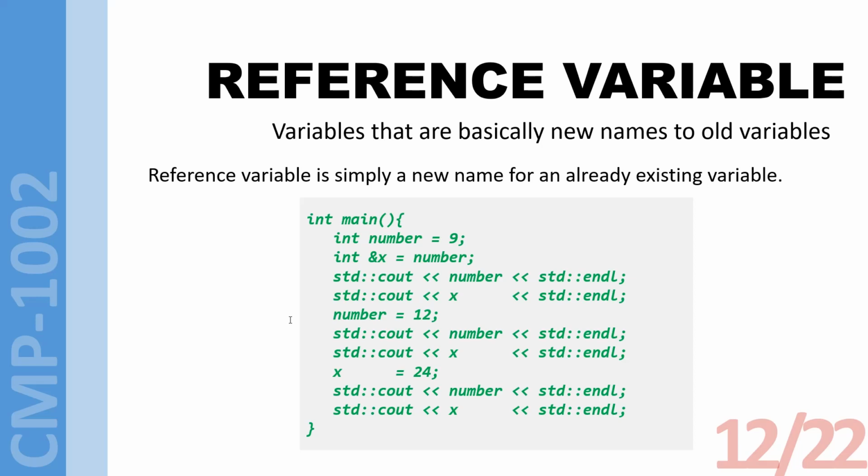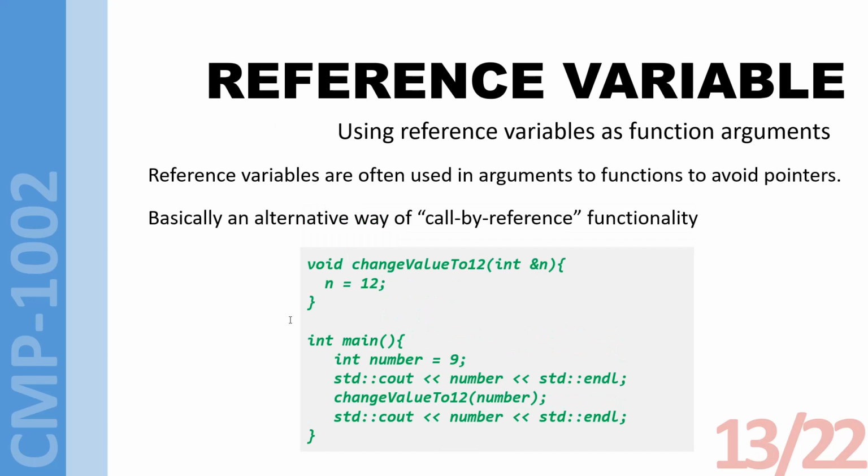So when I write down std cout number and std cout x, they will be writing down the same value, 9. And when I say number equals 12, both the number and x will become 12 because they are the same variable with two different names. And if I say x equals 24, both the number's value and x's value will become 24. So why is this important? Because I can now use call by reference to a function utilizing this reference variable concept.